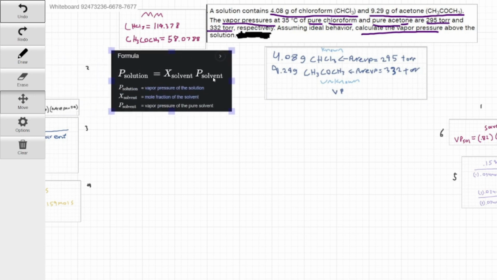Well, we're going to use Raoult's Law, or at least a version of it, which is right here. Vapor pressure of solution is going to be equal to the mole fraction of the solvent times the pure vapor pressure of the solvent, plus the mole fraction of the solute times the pure vapor pressure of the solute.